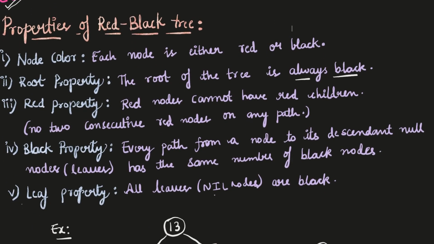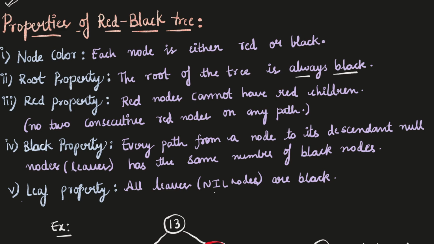If a tree satisfies the following properties, then we can say that the tree is a red black tree. The first property says the node color. Each node is either red or black. Suppose you are having 2 nodes A and B, they can be either red or black. The second property states that the root of the tree is always black. Suppose you are having a tree like A, B, C. In this the root element is called A, so this element is always black in color.